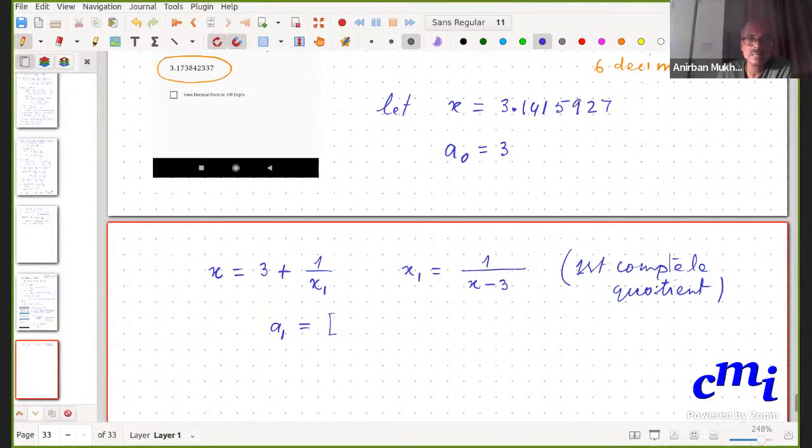This is what we were writing as a1 dash, the first complete quotient. Let me write that, so we have the same notation that we already have. So a1 dash is 1 by x minus a naught. And a1 is the integral part of a1 dash, which turns out to be 7.